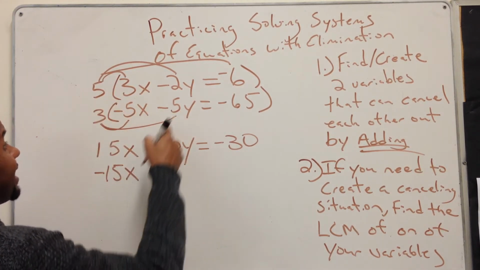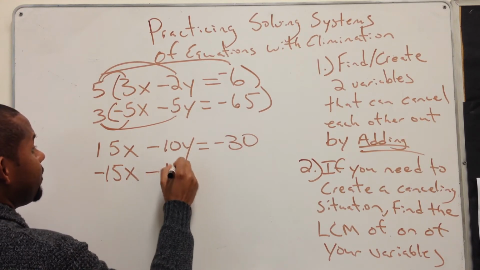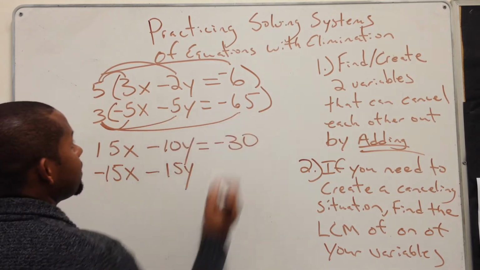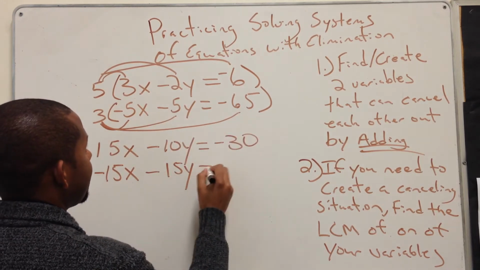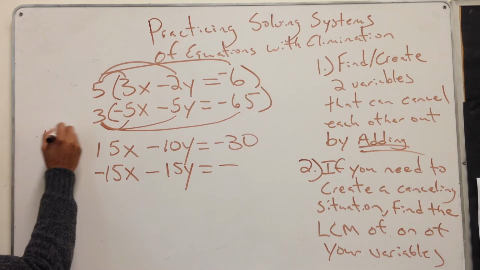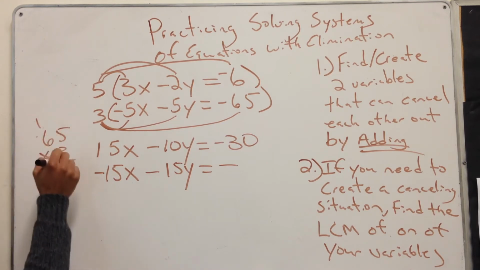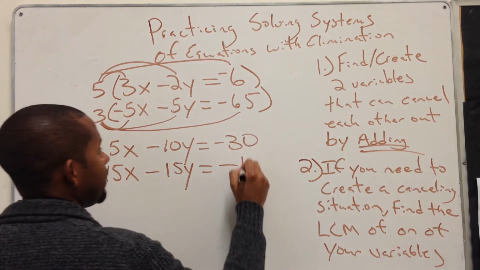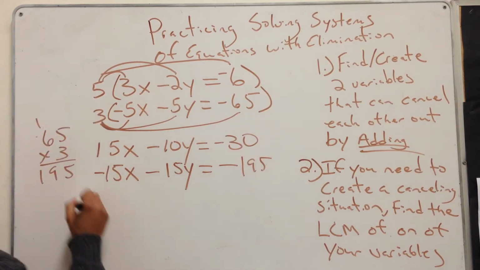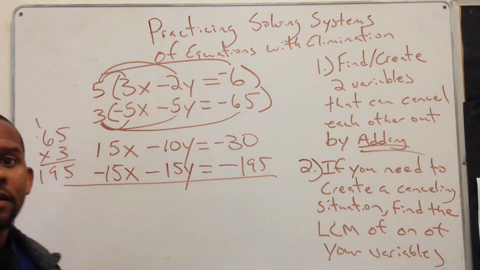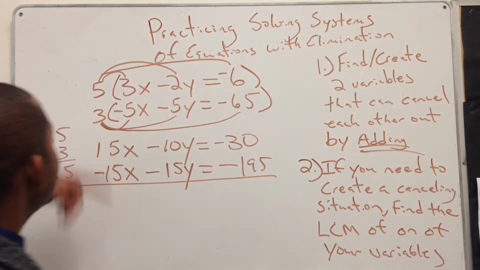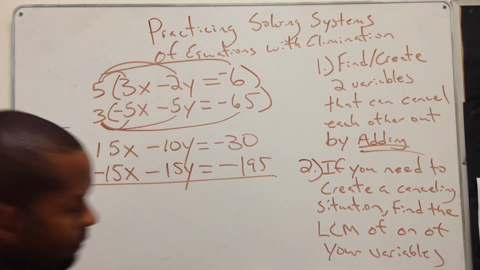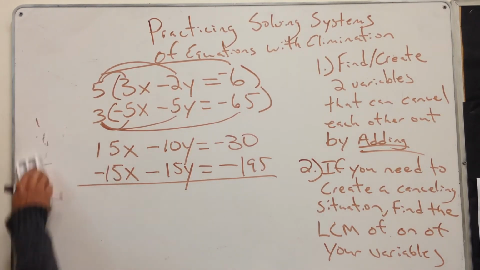3 times negative 5y is negative 15y. And 3 times negative 65 is negative, whatever 65 times 3 is, 15, carry the 1, 18, 19, negative 195. Okay? Now I've created 2 new equations where, in this case, when I add them, the x variable will cancel out. Okay?